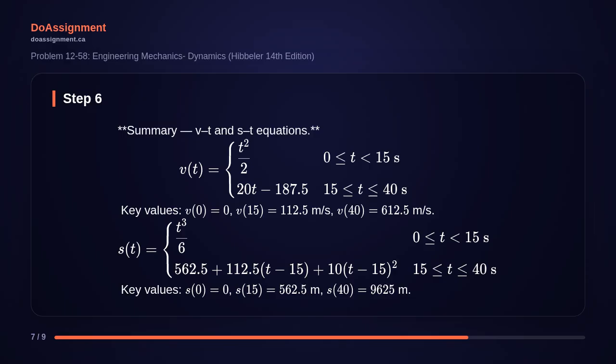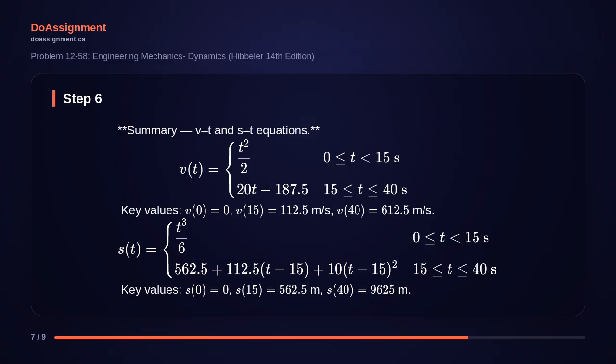Here are the complete piecewise equations. The velocity equals t squared over 2 for the first phase and 20t minus 187.5 for the second phase. The position equals t cubed over 6 for the first phase and 562.5 plus 112.5 times t minus 15 plus 10 times t minus 15 squared for the second phase.